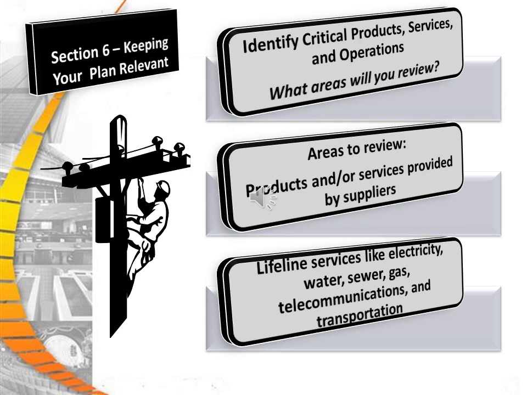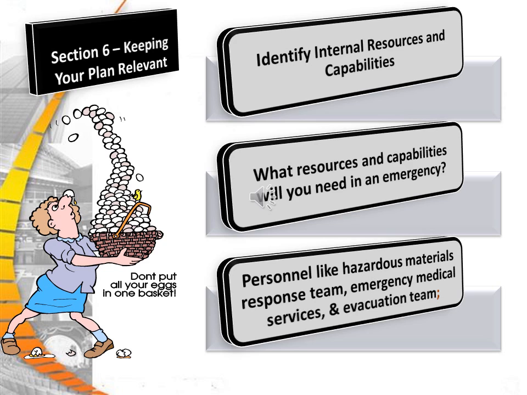Identify critical products, services, and operations. What area will you review? Areas that you should review are products and or services provided by suppliers, lifeline services like electricity, water, sewer, gas, telecommunication, and transportation. Identify internal resources and capabilities. What resources and capabilities will you need in the event of an emergency? Personnel like hazardous materials response teams, emergency medical services, and an evacuation team.